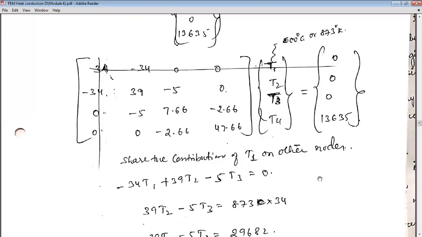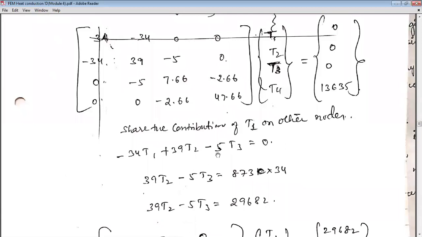Why did I consider the second row? Because T1 is specified, there is always a specified boundary condition, this one. So consider the row which does not contain 0 in first row or first column. Look at this. This row has 0 in first column. This row has 0 in first column. This row has 0 in first row itself. This row is not a first row. This is the second row. So I'll be substituting these values.